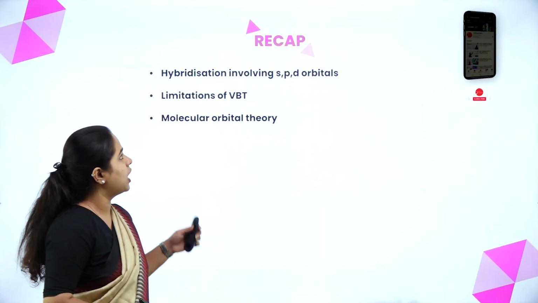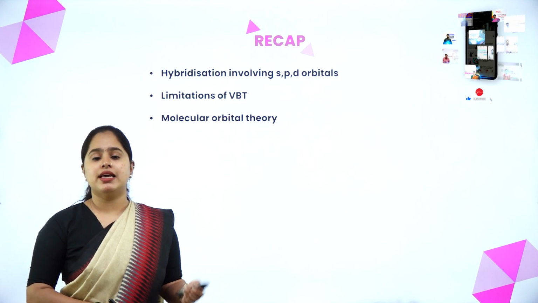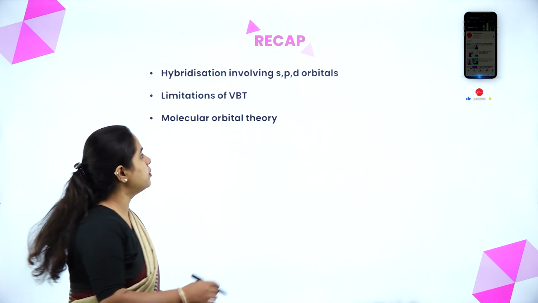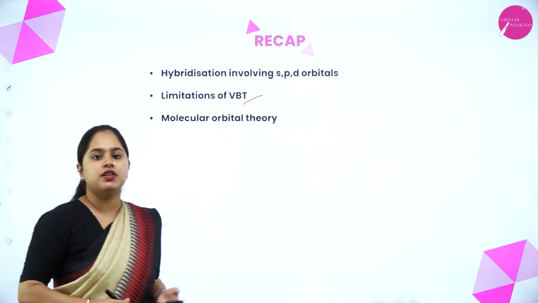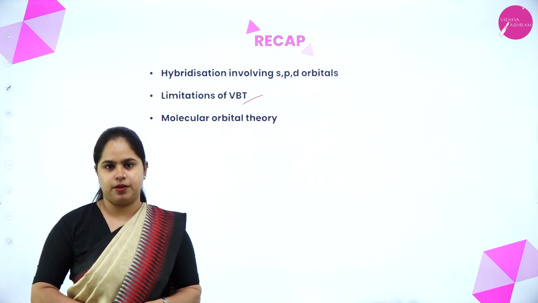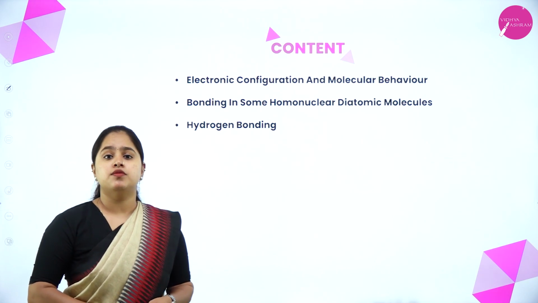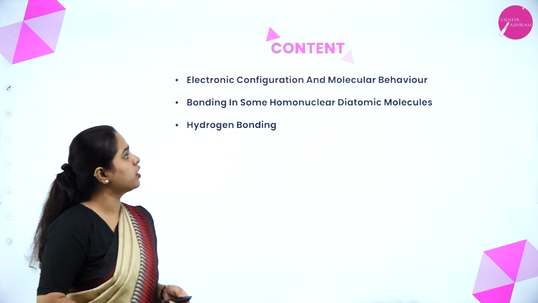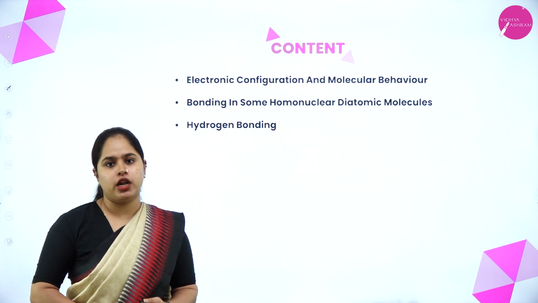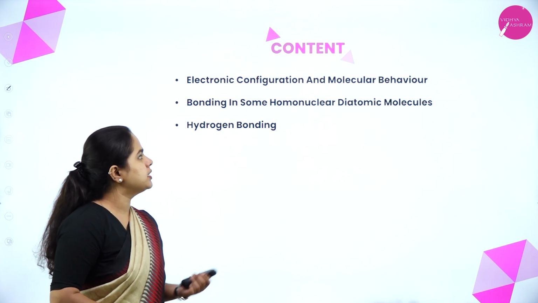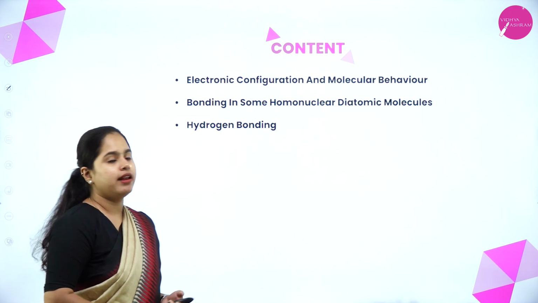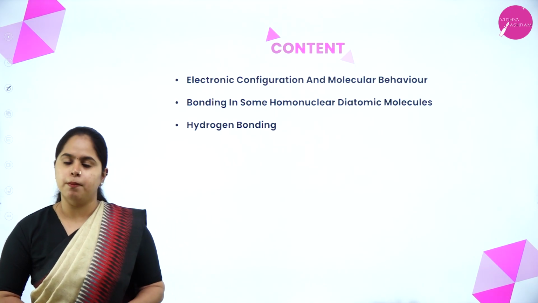Last session, we discussed the hybridization involving S, P and D orbitals, right? Then we discussed the limitations of valence bond theory, and then we started off with the next approach to chemical bonding, that is molecular orbital theory, right? So in today's session, we will be discussing electronic configuration, and from that how you will be able to predict the molecular behavior, right? And then bonding in some homonuclear diatomic molecules we will be studying, and then the last topic is hydrogen bonding, right?